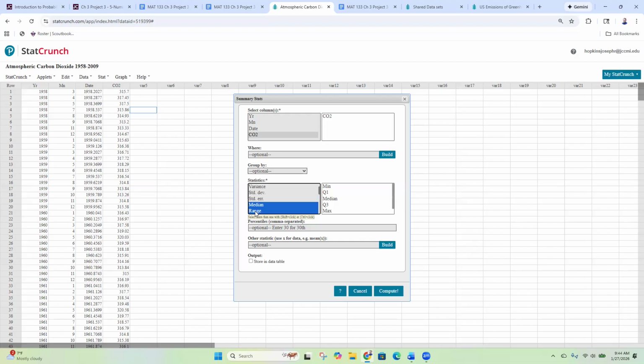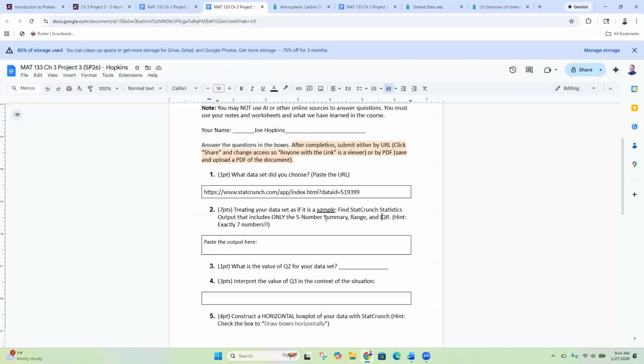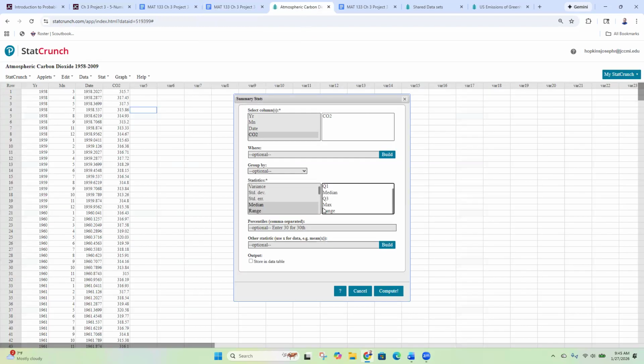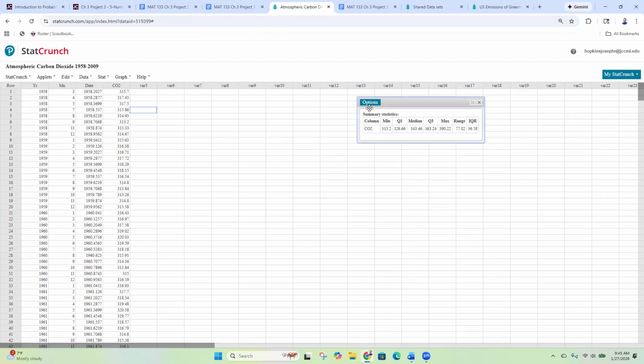So I'm going to hit the control button and hit range as well, because the problem said we want the 5 number summary as well as both the range and the interquartile range for this particular case. The interquartile range is a little farther down, and that one you need to use the control button, because if you use the shift button, it'll also include the sum, and I don't want the sum. All right. So I've selected the 7 numbers that I want. And then I'm going to hit compute, and we'll see what we get.